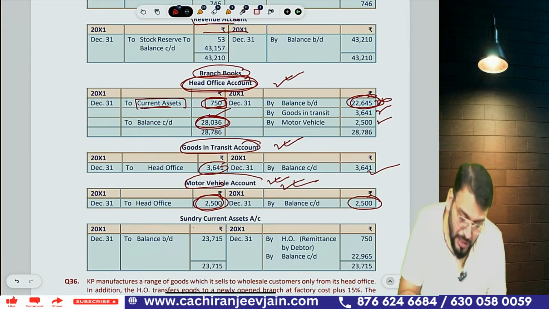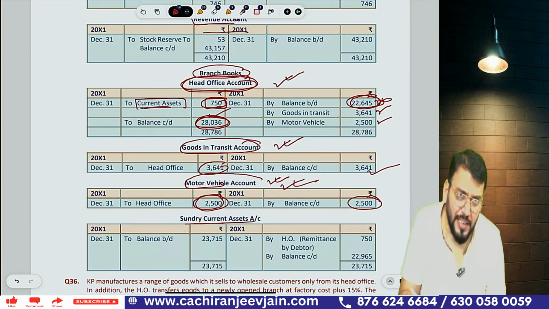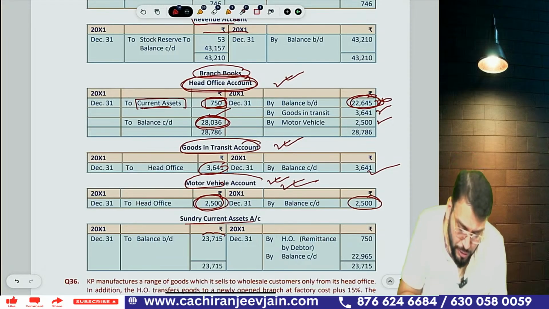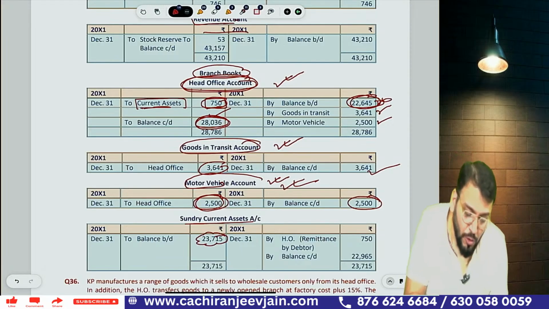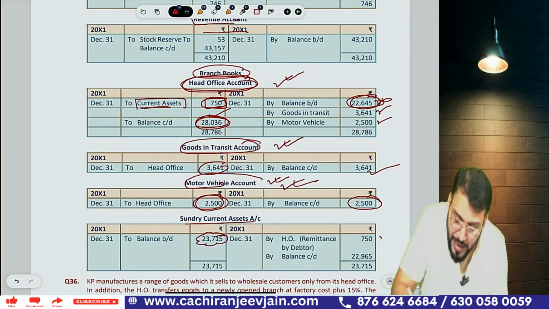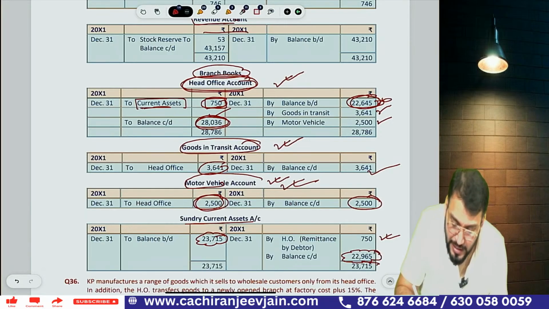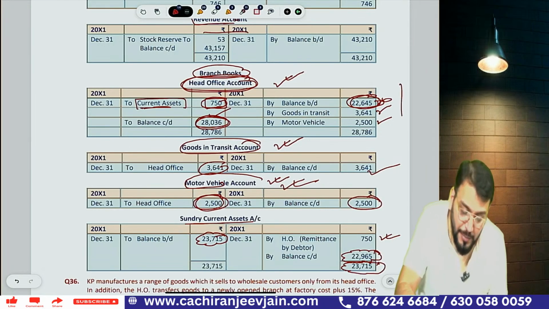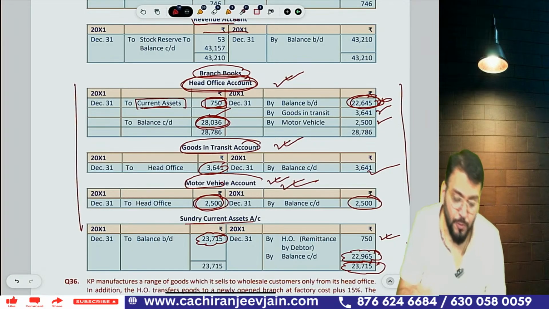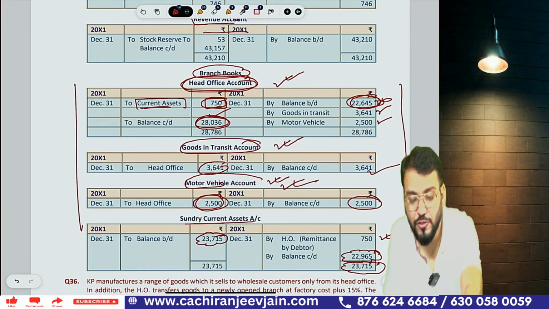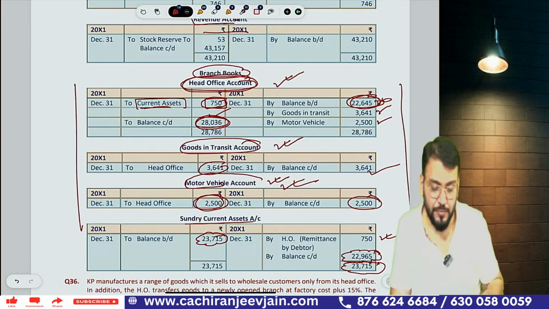Now coming to sundry current asset, they have given opening balance 23751. Then one more journal entry we have done: head office account debit to current asset. So we have done by HO 750. So this will become the actual current asset in the books of branch. Have you understood all the points of branch books?